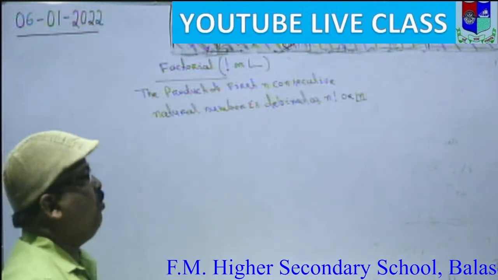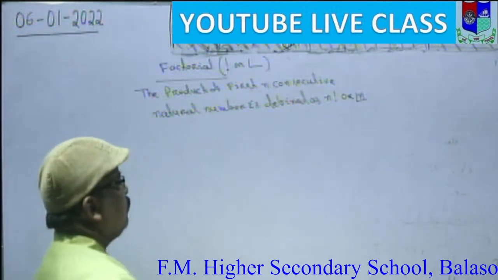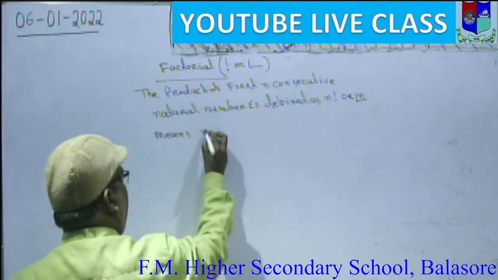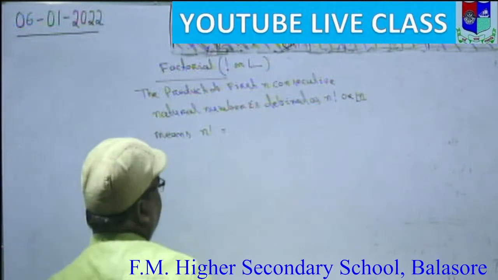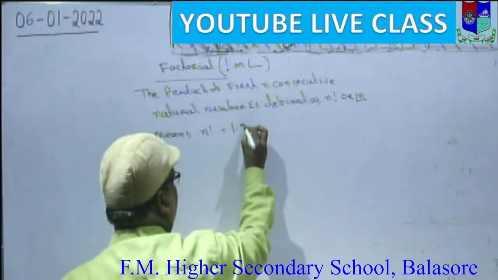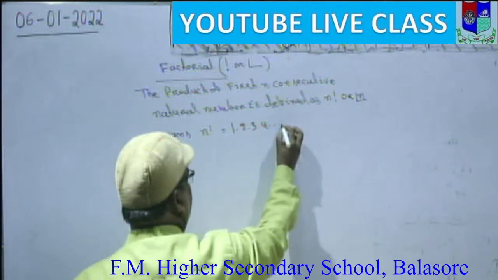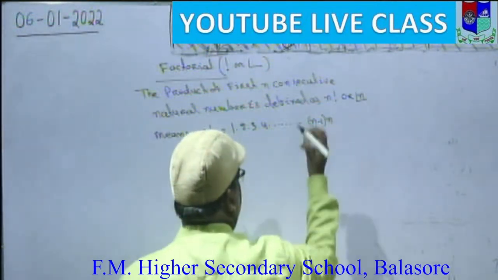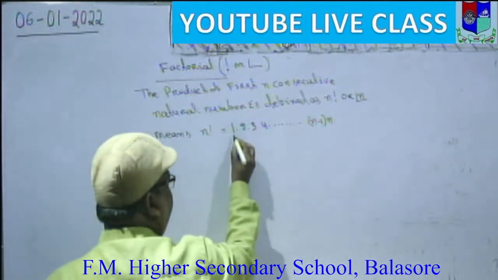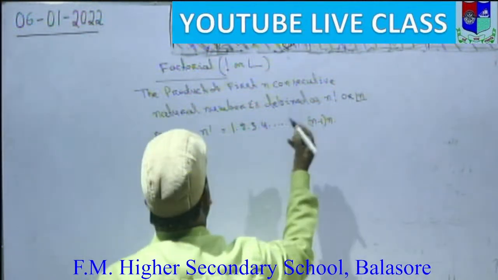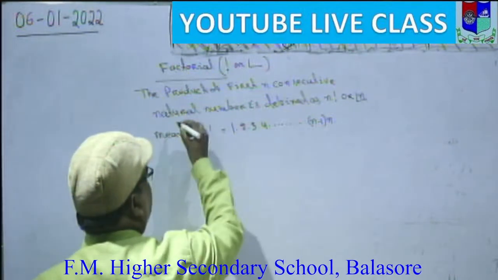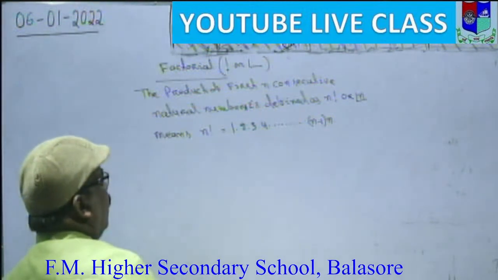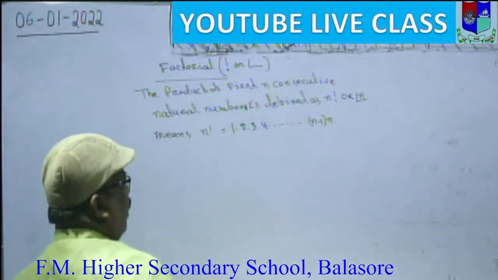From the word factor we say it is factorial, means n factorial equal to, we may write 1, 2, 3, 4, dot dot dot, n minus 1, into n. So the product of first n consecutive natural numbers is denoted by this n factorial.